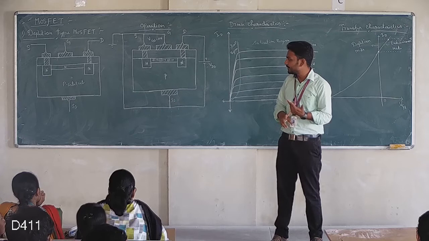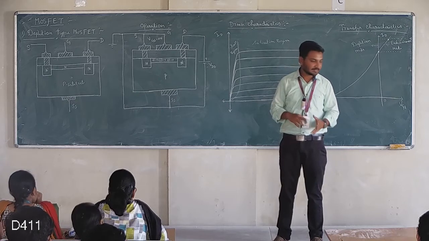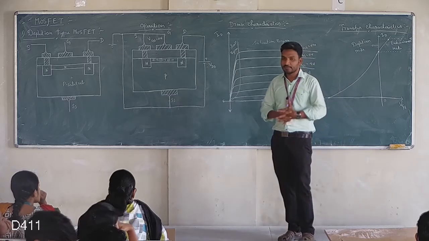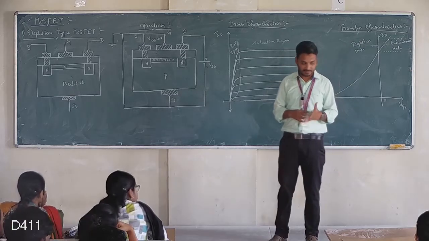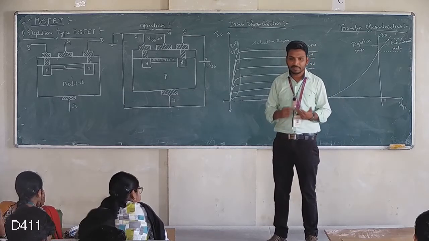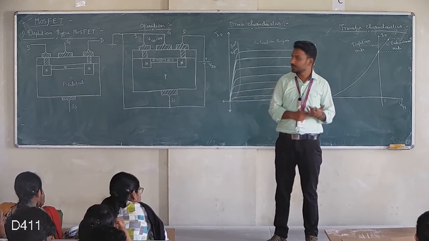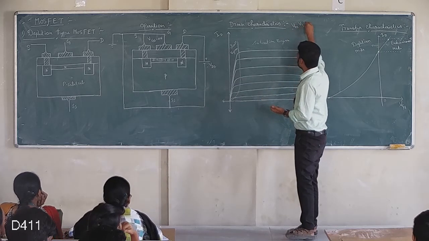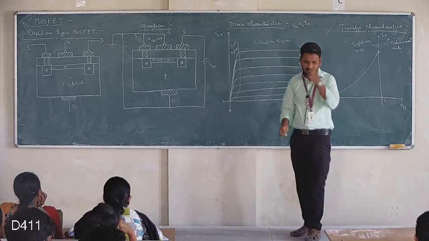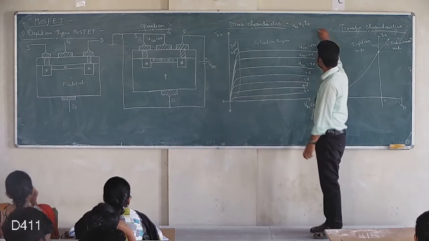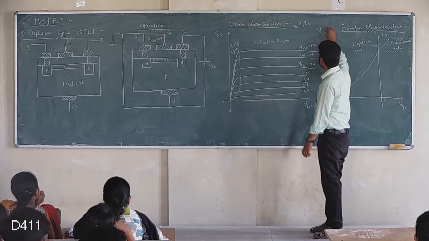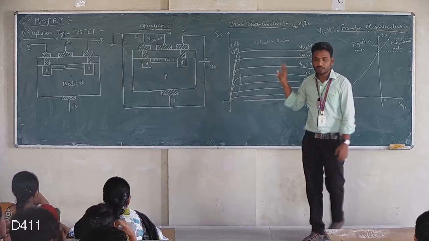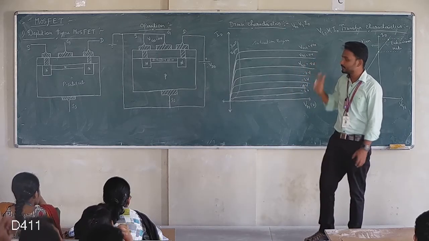Already we know JFET characteristics. JFET characteristics can be classified into two types: drain characteristics and transfer characteristics. The graph plotted between VDS versus ID is the drain characteristics. The transfer characteristics is the graph plotted between VGS versus ID. So we plot the two graphs to study the performance of FET.